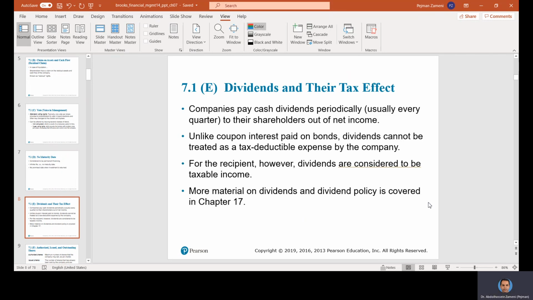Dividends and their tax effect. The companies pay cash dividends periodically, usually every quarter, to their shareholders out of net income. I already explained this part for you. Unlike coupon interest paid on bonds, dividends cannot be treated as a tax-deductible expense by the company. When you receive dividends as a shareholder, it is considered income and you're supposed to pay tax over those dividends. For the recipients, dividends are considered to be taxable income.